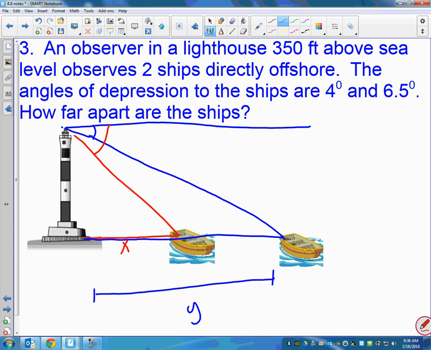Again, if you labeled them wrong and you solved it correctly, you're still going to subtract the smaller one from the bigger one when you get to the end, so it's going to work out the same way. But I just kind of let you think about that. This, and I'm going to label it down here if you're okay with that. This would be the 6.5 degrees. And then the blue one would be the 4 degrees.